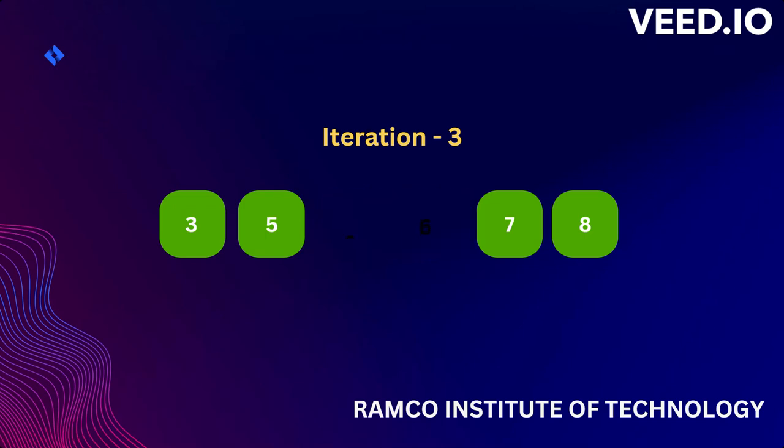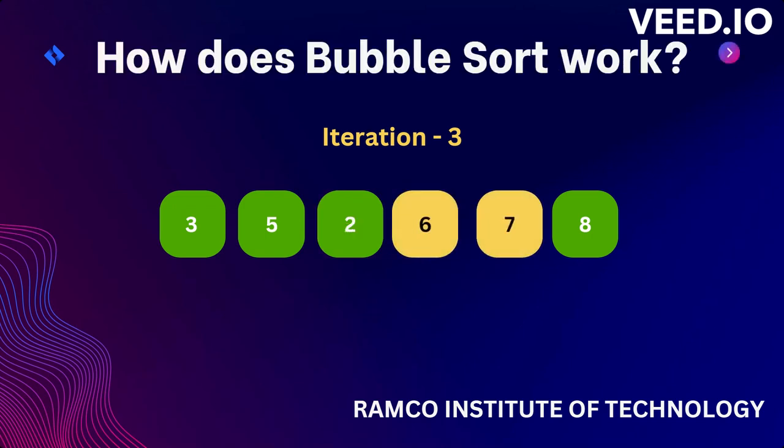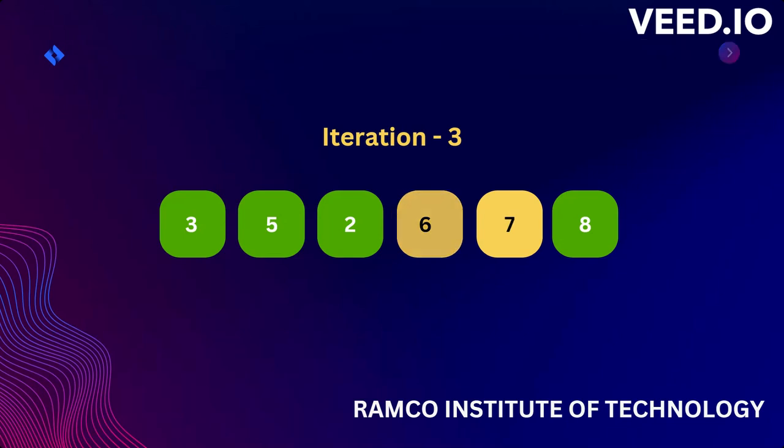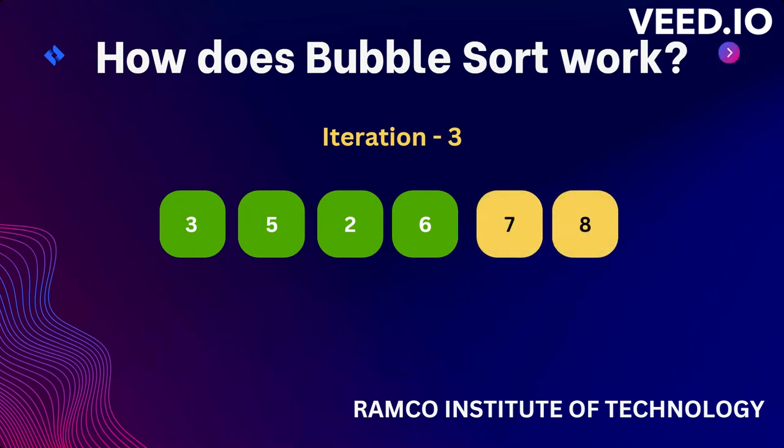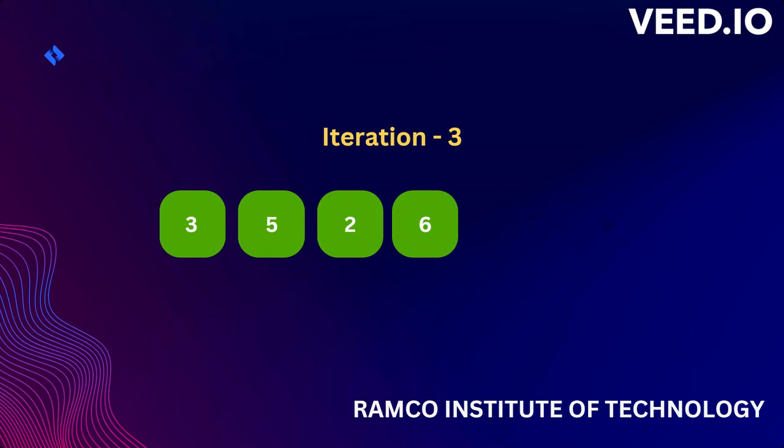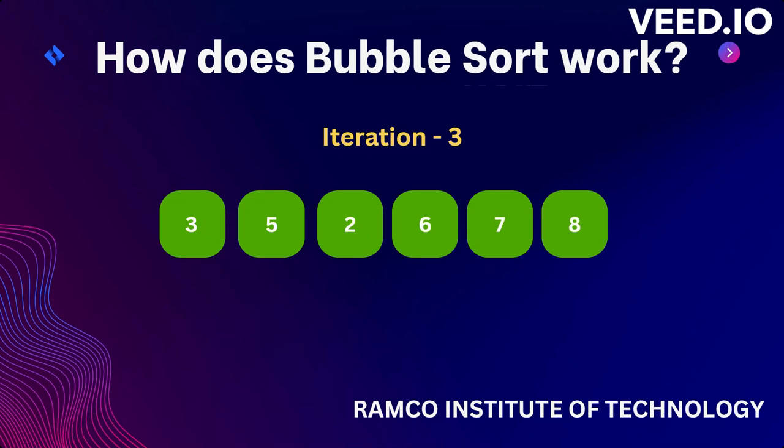Then the next two elements are compared, that is 6 and 7. Here it is already in the sorted order, so no swapping is needed. Then the last two elements, that is 7 and 8, are compared. It is already in the sorted order, so no swapping is required here. So now we reach the end of iteration 3. Even now the elements are not in sorted order.